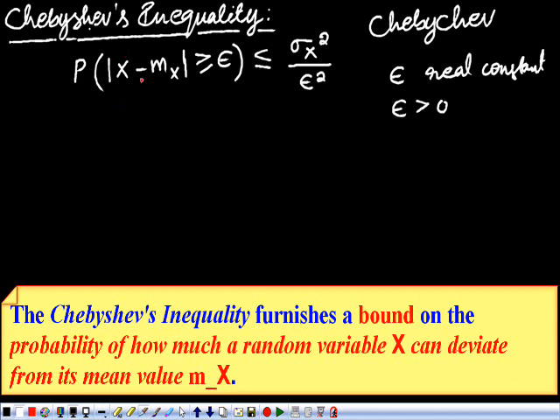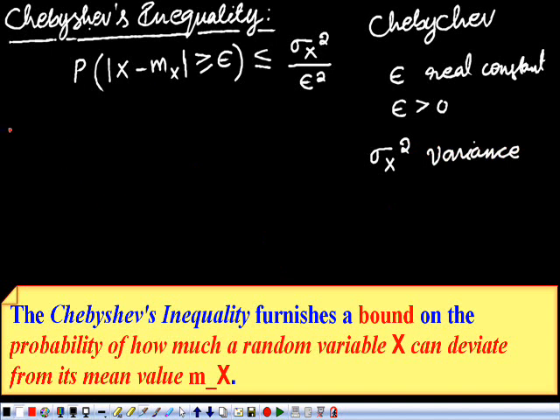Here, this indicates a count on how the random variable deviates from its mean value. So that is defined as probability of this is less than or equivalent to sigma x square by epsilon square. We already know that this sigma x square is the variance of the random variable x. Sigma x is the standard deviation, sigma x square is called the variance of the random variable, and epsilon is a constant. Now we try to prove this.